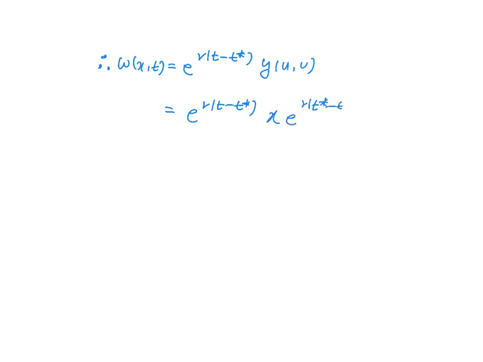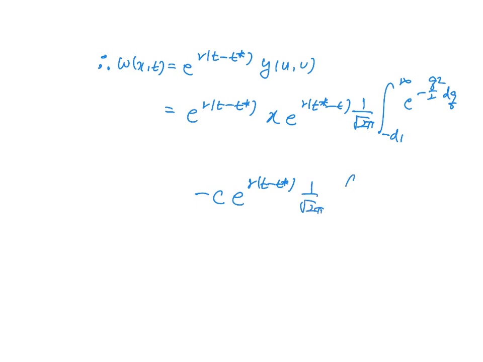So I'm going to write it again. x(t) is exponential r(t minus t*) times y(u,v), which is exponential r(t minus t*) times x exponential r(t* minus t) over square root of 2 pi, integral from minus d1 to infinity of exponential minus q squared over 2 dq, minus c exponential r(t minus t*) over square root of 2 pi, integral from minus d2 to infinity of exponential minus q squared over 2 dq.